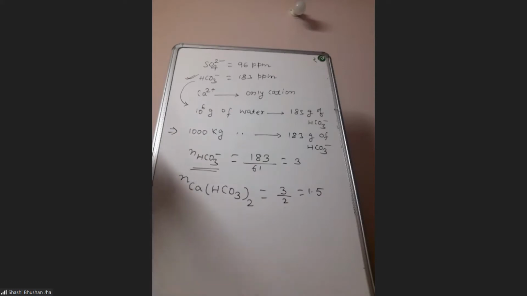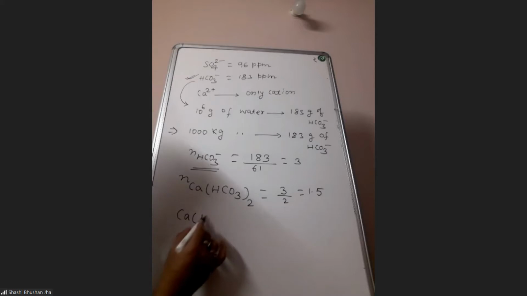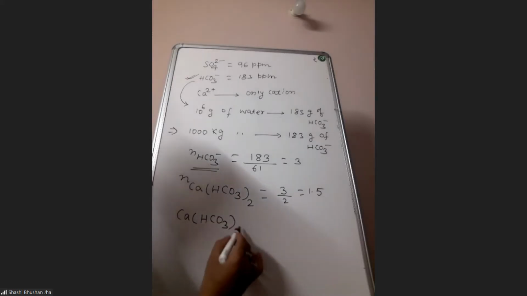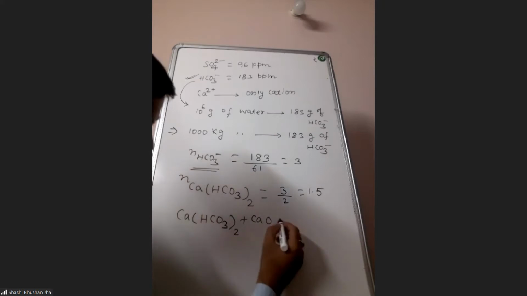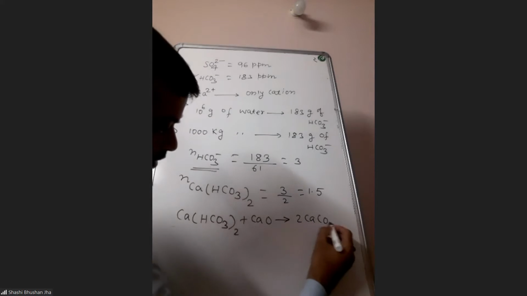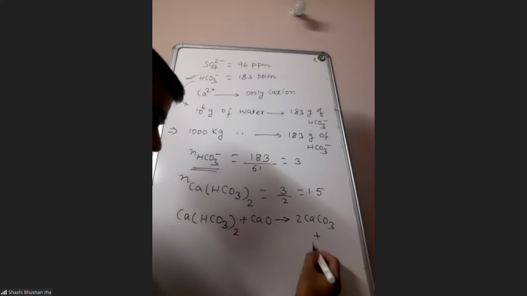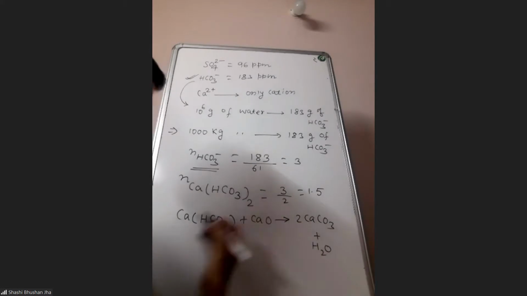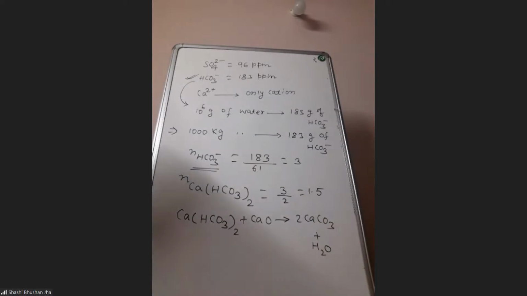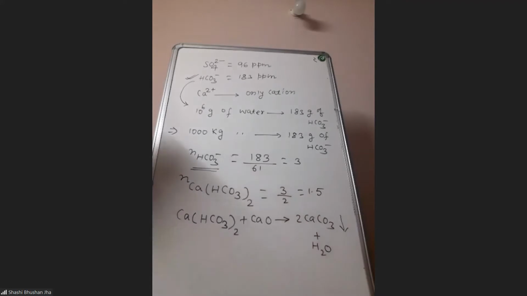Now you can calculate how many moles of calcium oxide will be needed to remove this calcium bicarbonate from hard water. You know the reaction. When you add calcium oxide, then this calcium oxide reacts with calcium bicarbonate and it gives calcium carbonate and water. This calcium carbonate is water insoluble. It will get precipitated and it will be removed from the solution.